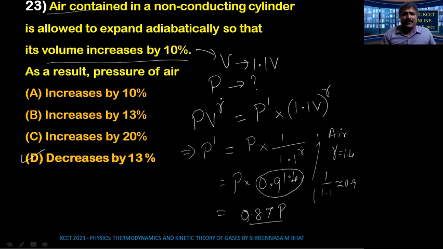Here is a shortcut we can apply. When volume increases, pressure must decrease, in the adiabatic process and also in the isothermal process. So among the options, only one option shows a decrease, hence option D must be the right answer.